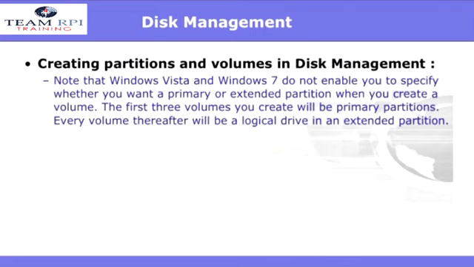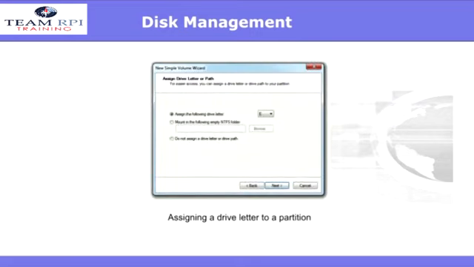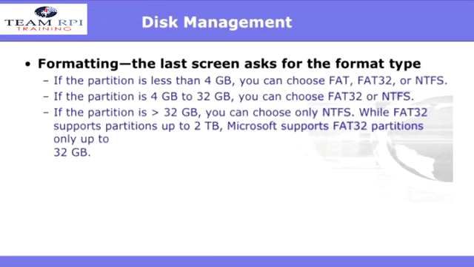So note that Windows Vista and Windows 7 do not enable you to specify whether you want a primary or extended partition when you create a volume. The first 3 volumes you create, by default, will be primary partitions. Every volume after that becomes a logical drive in an extended partition. Now you need to assign your new partition a drive letter. And in the last screen, it's going to ask you what format type.